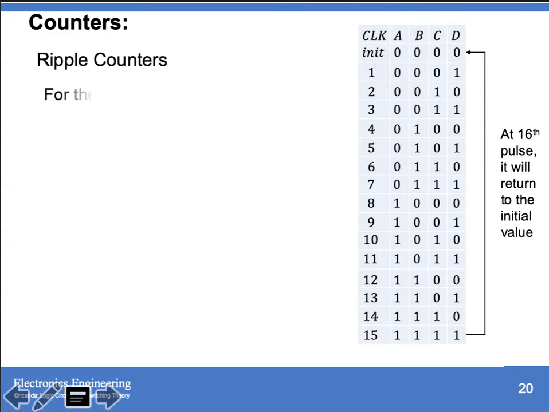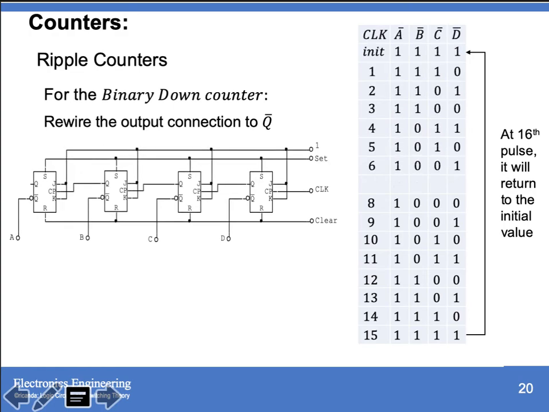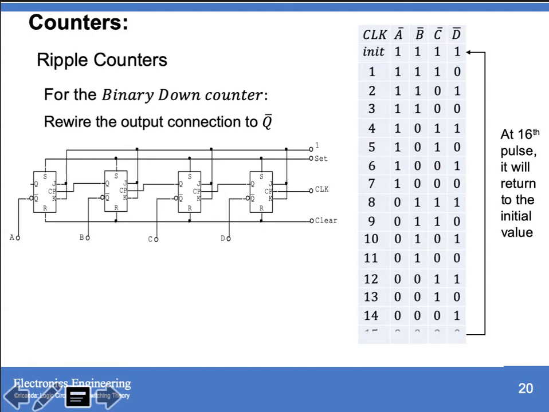For the binary down counter, we have to rewire your circuit so that your output connection is at Q bar. So now we have your output at Q bar. Since it is Q bar, all the complemented values of your Q will be the output of this counter, and it is called a binary down counter.